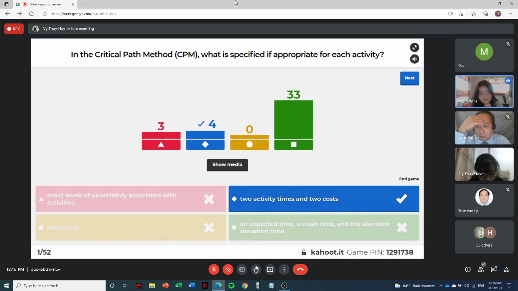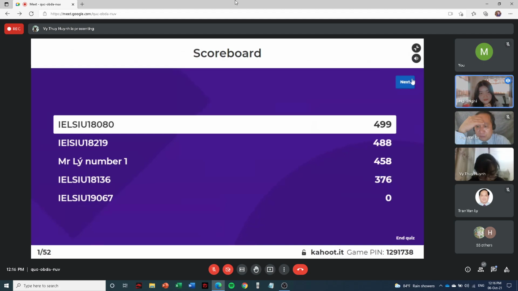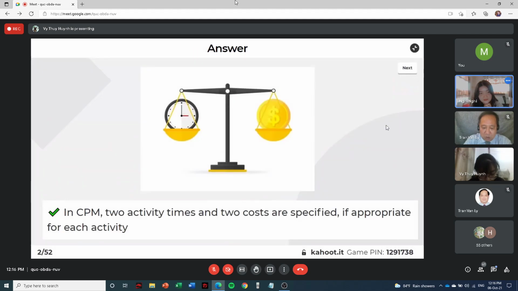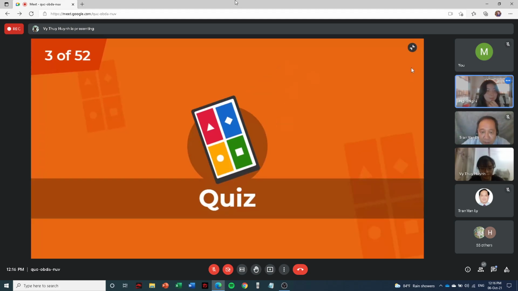What happened? Okay, I didn't expect that. The correct answer is 2 activity times and 2 costs. It's already written down on the slide, exactly slide 18, teacher version. So please note down if you got it wrong. Okay, next question.